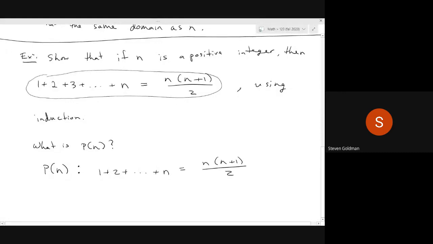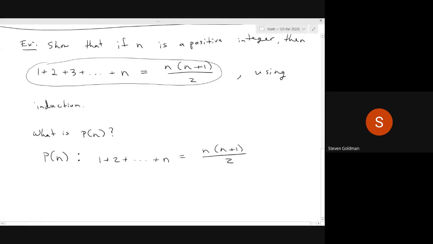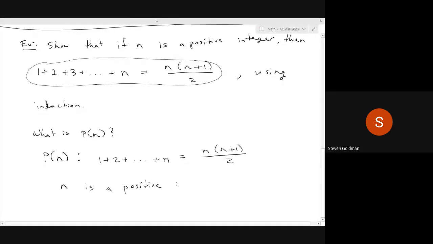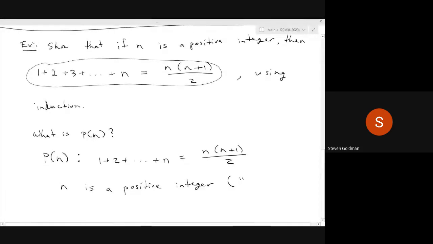What is what I've been referring to as the domain for this problem? In other words, what is n allowed to be? n is any positive integer. So this is saying for all positive integers n, this summation formula is true. So n is a positive integer. That's our domain.